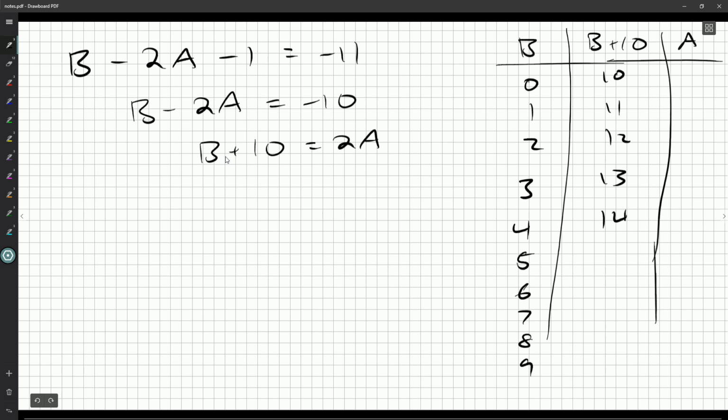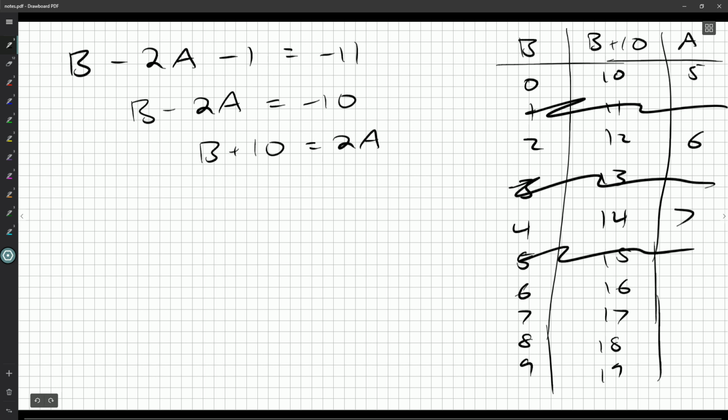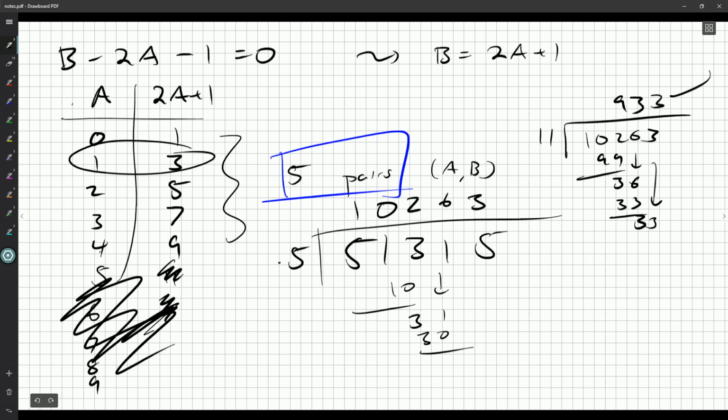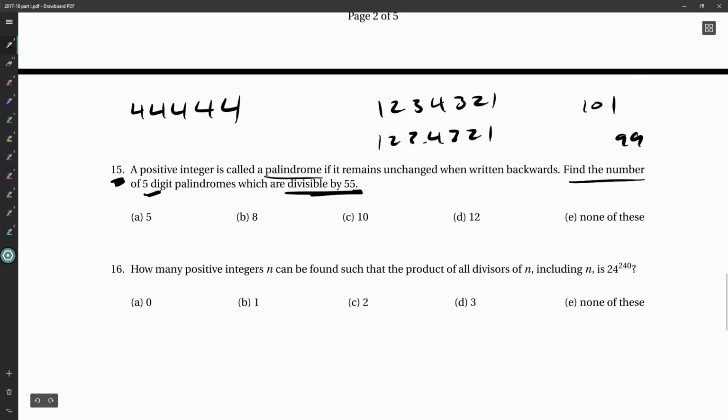But you'll notice only some of these will work, because only some of these could be equal to 2 times A. So A could be 5, or, well, not going to work. A could be 6, 7, 8, 9. And so we get 1, 2, 3, 4, 5 more possibilities. Possible pairs. Right? So these 5 here, that should be 10 different numbers.